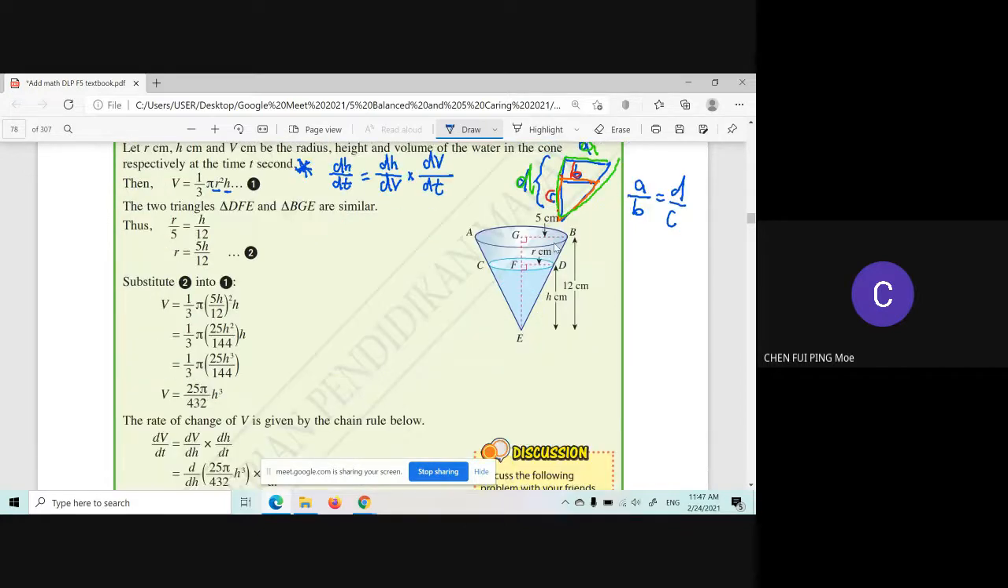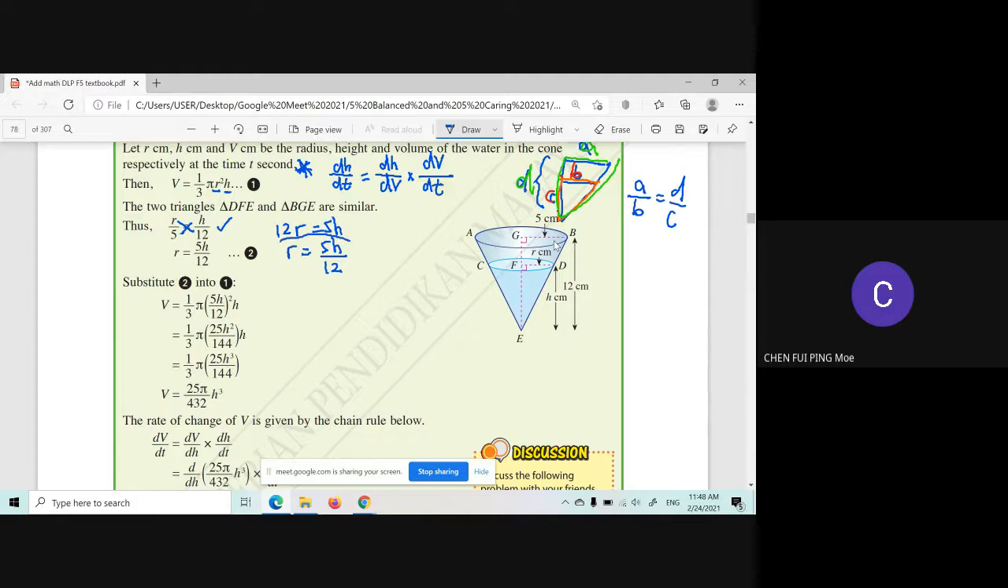So just now you have 5 here, the radius, and height is 12, right? And then this one is unknown, r and h. So we can form the formula r over 5 equals h over 12. And then you can do cross multiplication. So you will have 12r equals 5h, meaning that r is 5h divided by 12.